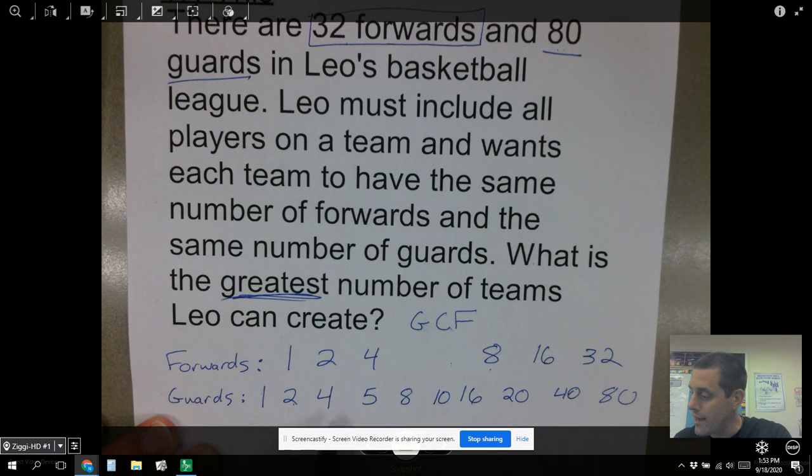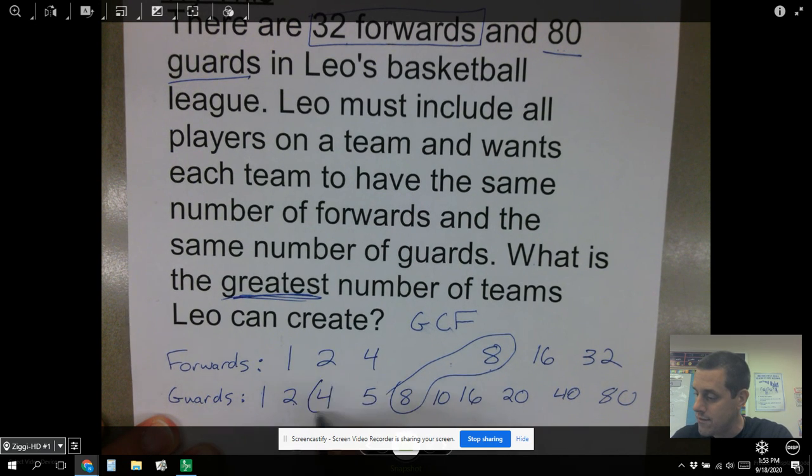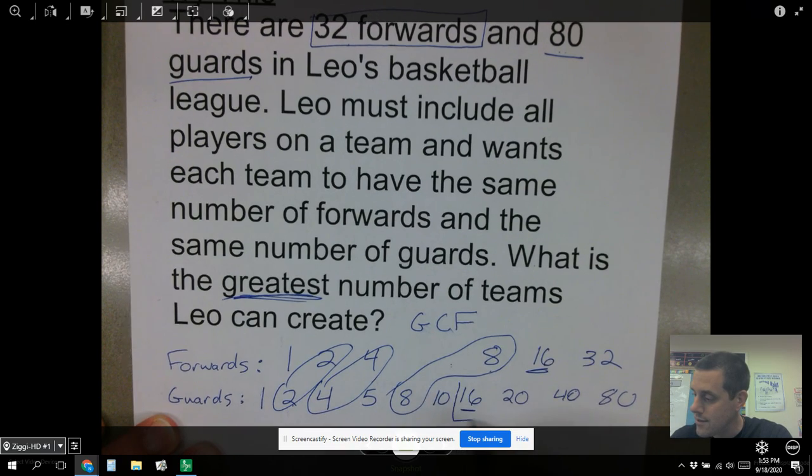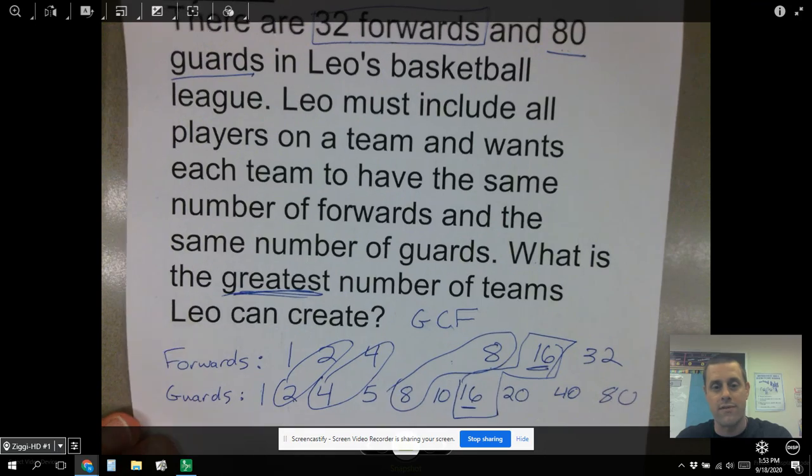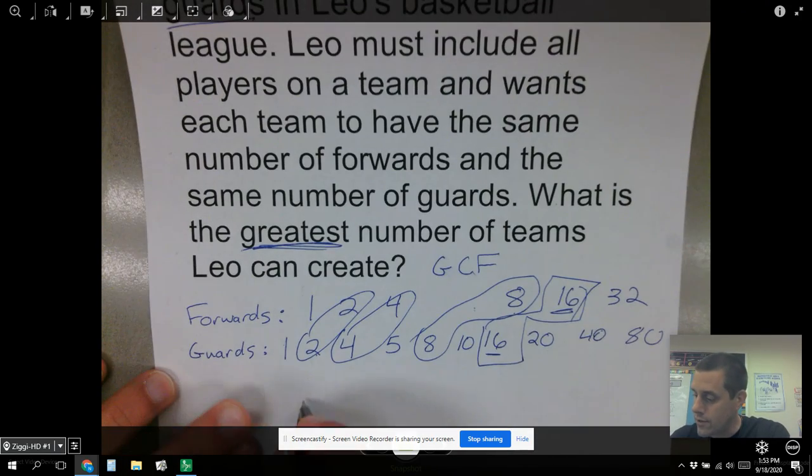We're looking for the greatest common factor. What is the largest value that appears in both? I see 8 as a common factor. I see 4 as a common factor. 2 is a common factor, but the greatest is 16. So what is the greatest number of teams Leo can create? He could create 16 teams.